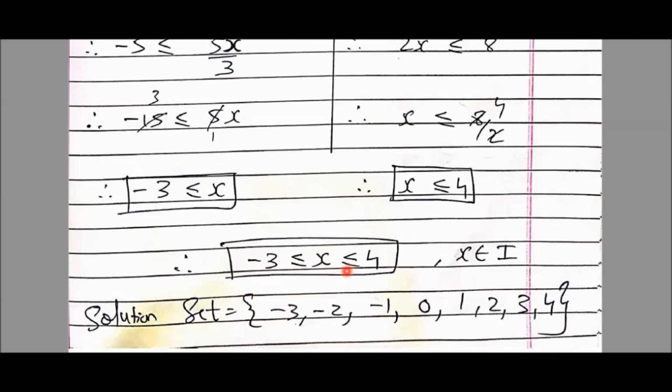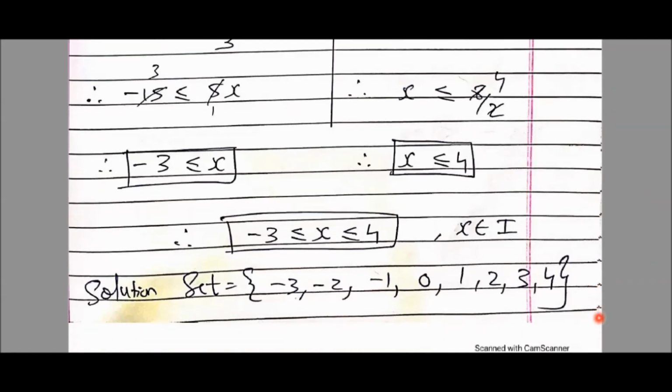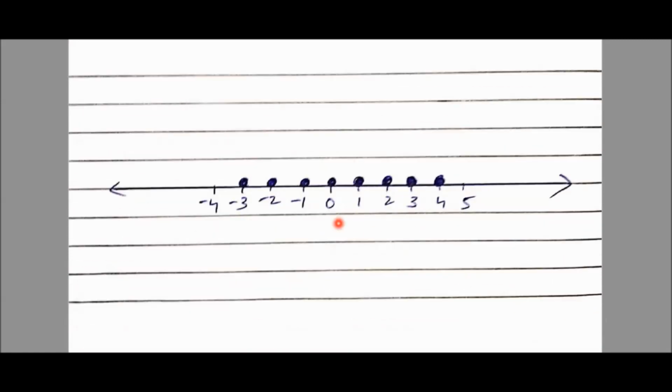And here also we have an inclusive symbol, so 4 is also inclusive. So the lower limit is minus 3 and the upper limit is 4. So minus 3, minus 2, minus 1, 0, 1, 2, 3, 4 come in the solution set. Now proceeding to what? Yes, to the number line. Minus 3, minus 2, minus 1, 0, 1, 2, 3, 4. All are inclusive, so a darkened circle here.